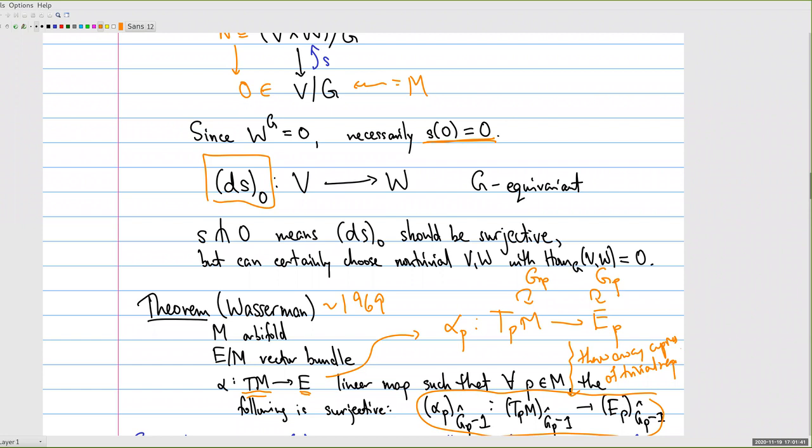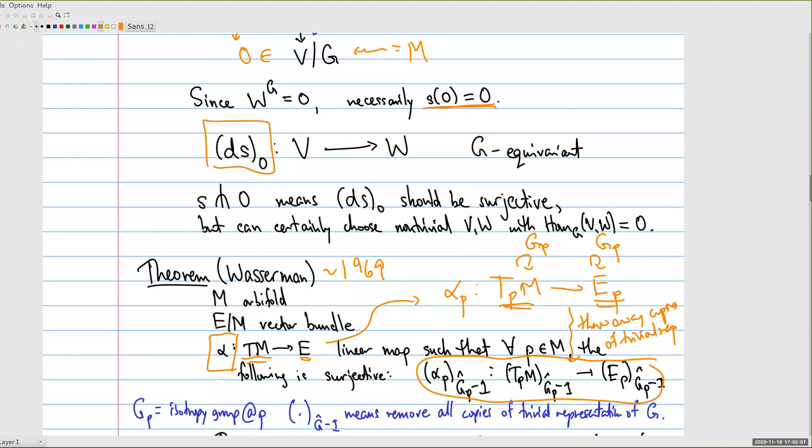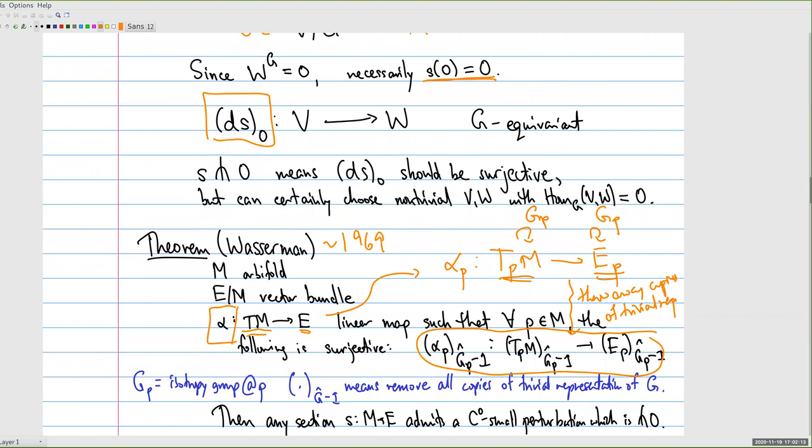If M is a manifold, this is no condition, because then there are no isotropy groups, so this is purely the trivial representation always. So there's no condition there. But at the orbifold points, there is some non-trivial information contained in this map. So if this is the case, then there is a transverse section. In fact, transverse sections are dense: any section has a C⁰-small perturbation which is transverse to zero.